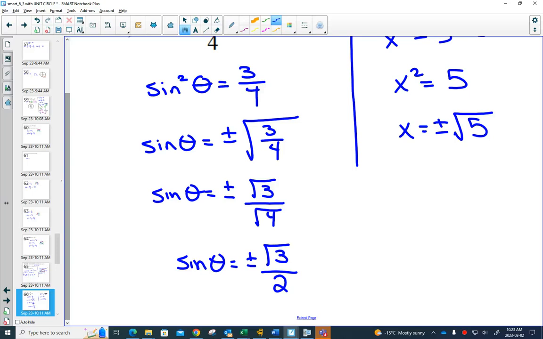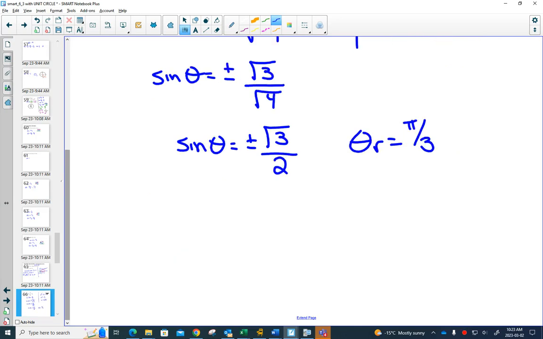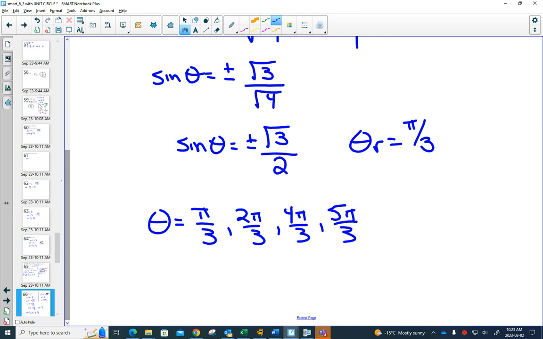Yes. Sine is my y coordinate. What family has root 3 over 2 as the y coordinate? Pi over 3 family. And according to your cast rule, do you see that you're looking in all 4 quadrants? Because we have positive root 3 over 2 and negative root 3 over 2. So we have to list every single pi over 3 family member. All 4 answers would show up.